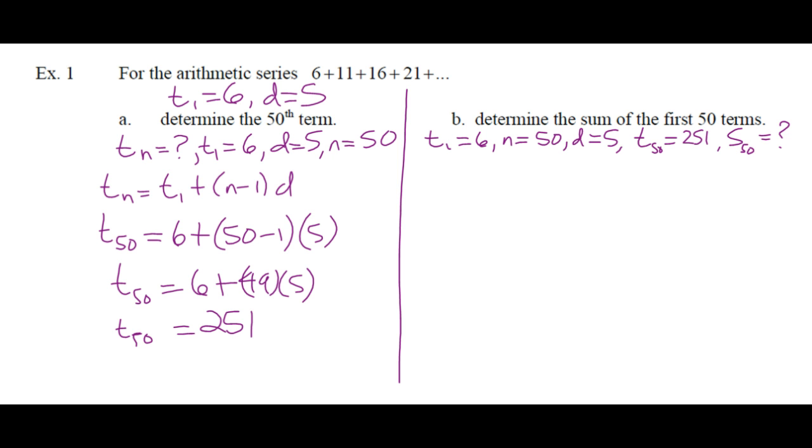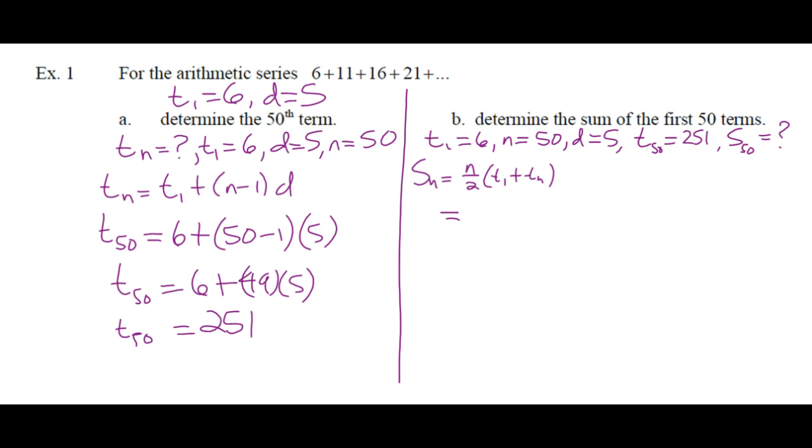If I've listed all that information, I then have the choice. Remember, we need to know n and we need to know T1, and then we need one of these. We have both, so you could choose your formula. The easy formula would be this one. So we start off with the formula n over 2 (T1 + Tn).